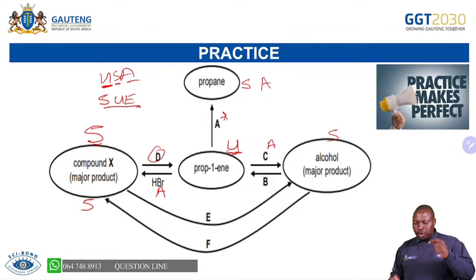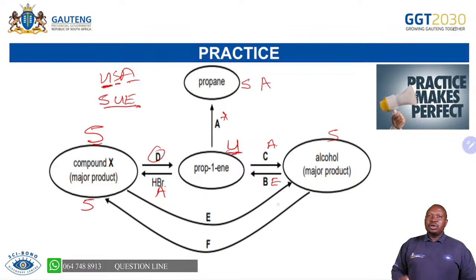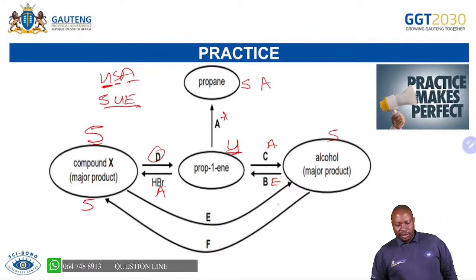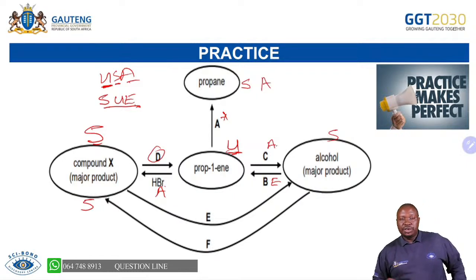Please do that, you will enjoy this section. Then you are able to say, okay, from compound X, when it goes back, it is elimination. From this alcohol, when you remove the water, it is now elimination. So every arrow that comes back here, you know that is elimination. So you can see that reactions B and D are elimination, and reactions A, C, and the HBr one are addition, because all of them are coming from unsaturated forming saturated, while saturated forming unsaturated is elimination.